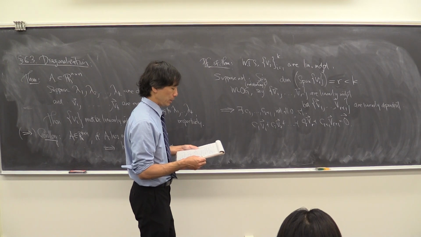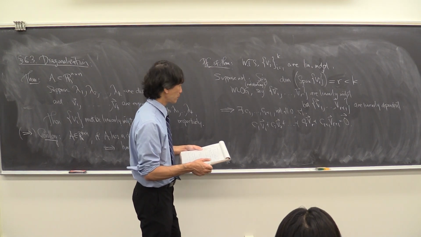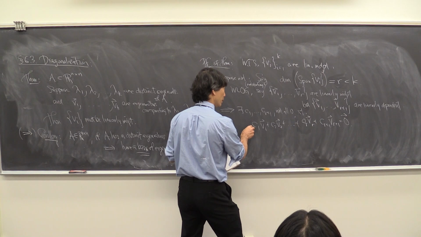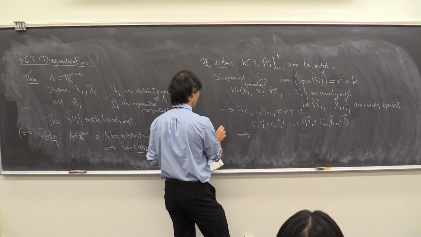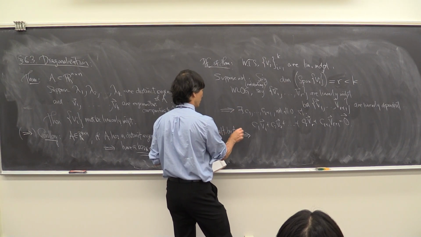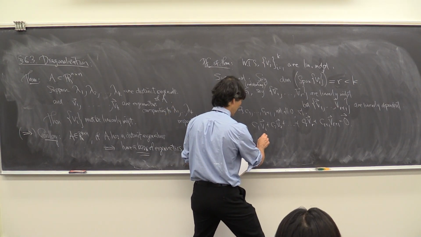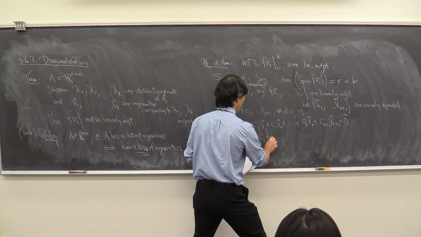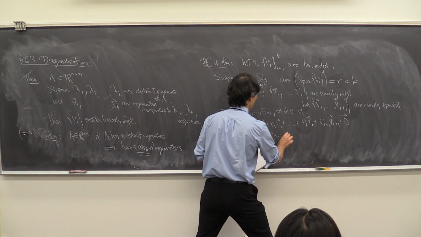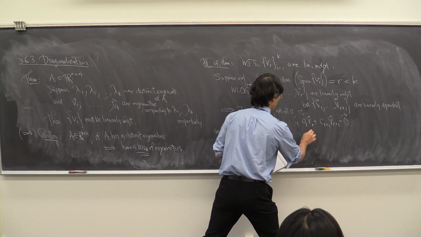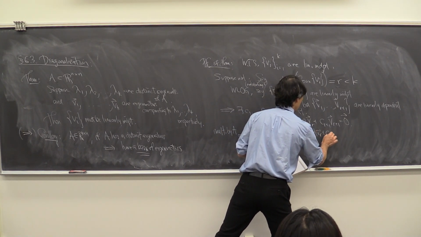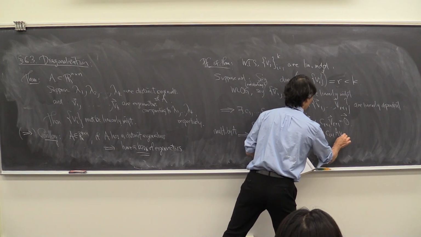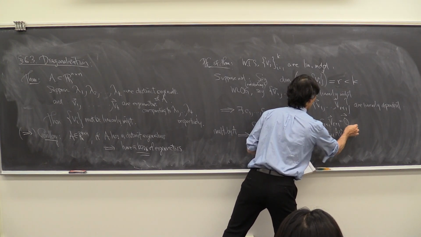Okay, so we're going to multiply everything by A. Multiply by A. We get c1 Av1 plus c2 Av2 plus ... plus cr Avr plus c(r+1) Av(r+1) equals 0.